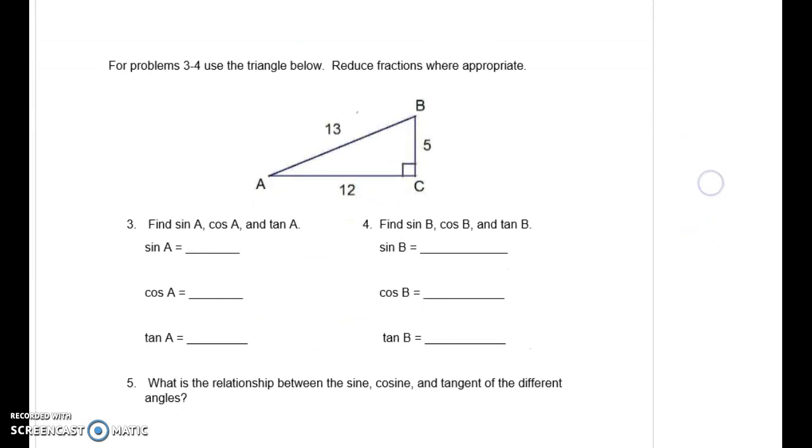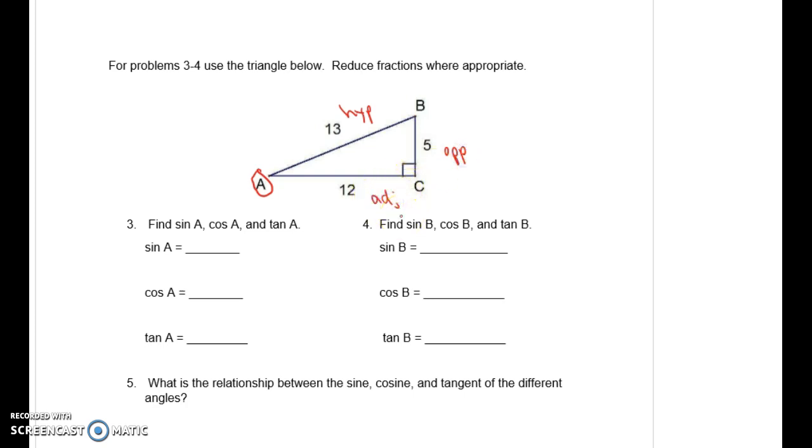So let's go ahead and do this. If we have angle A, we're going to find the sine, the cosine, and the tangent. Then we're going to compare what happens when we have the sine of B, cosine of B, and tangent of B. Circling angle A, I'm going to do this one in red, labeling my sides. This is my hypotenuse, this is my opposite side, and this is my adjacent side.